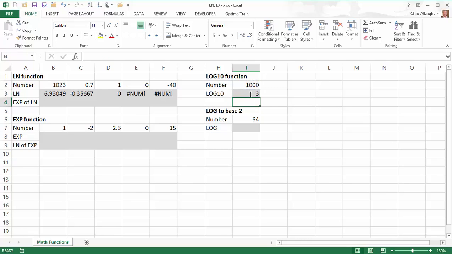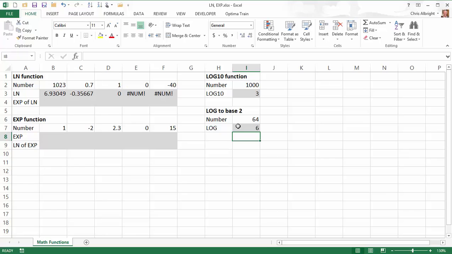There is also a log function where you can supply the base. Here's an example. Two to the sixth power is 64. For most purposes, though, just remember that the n in ln stands for natural, and that's the one you typically use.